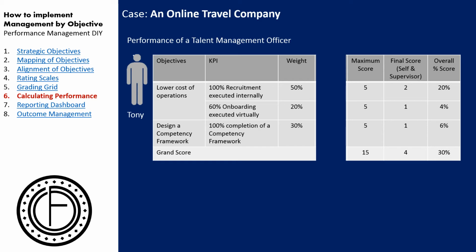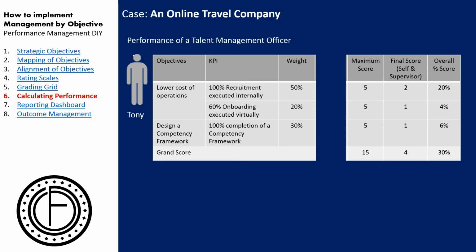Now, for each of these KPIs, weights are assigned. The KPI with the most weight is the recruitment being executed internally. Then you have the completion of the competency framework, which is weighted 30%. Then followed by the onboarding, which is to be carried out virtually. If you add all these weights together, it equates to 100%. Now, in terms of the rating scale, which makes it easy for the assessor to appraise who is being appraised, you will see that our online company has decided to go with a 5-point scale, and the maximum point you can give for a 5-point system is a 5.